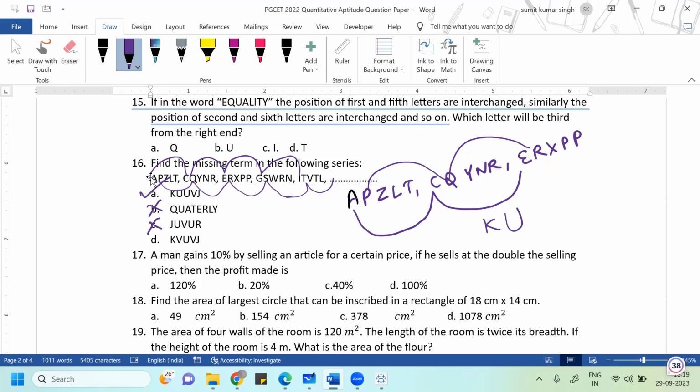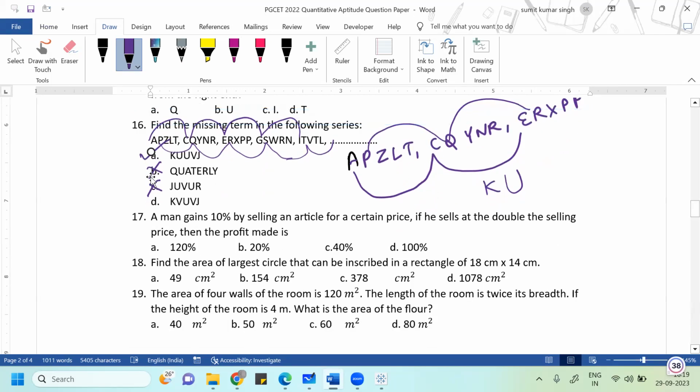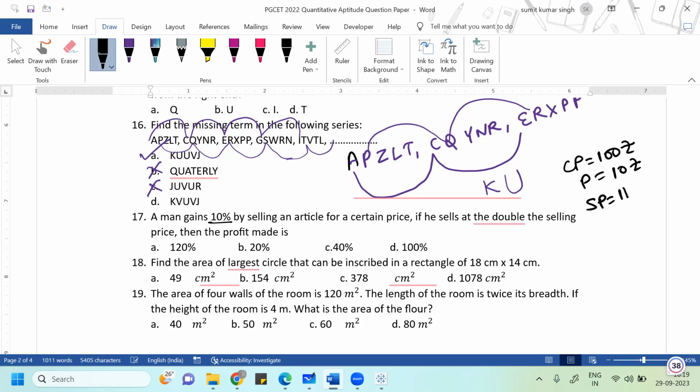Now, question number 17 is a question of profit and loss. A man gained 10% by selling an article for a certain price. So let the cost price be 100. A man gained 10%, so how much did he gain? 10% of 100 means he got 10 rupees. So the selling price would be 110. I hope you know this basic formula.